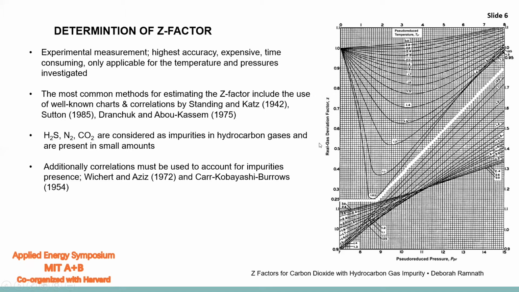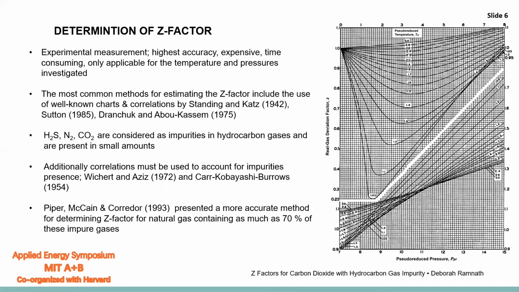In order to account for the presence of CO2 and other non-hydrocarbon gases in natural gas, additional correlations must be used. Such additional correlations will be those that were developed by Wichert and Aziz in 1972, as well as Carr-Kobayashi-Burrows in 1954. After reviewing these correlations and charts, a more accurate method for predicting Z factor for natural gas containing as much as 70% of these impure gases was developed by Piper, McCain, and Corridor in 1993.